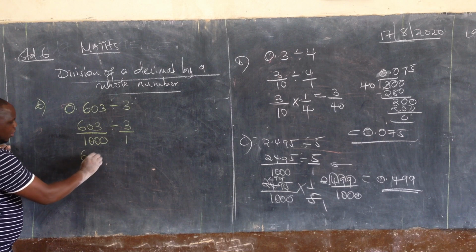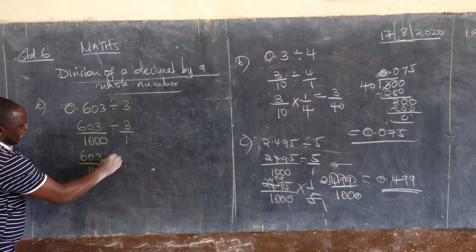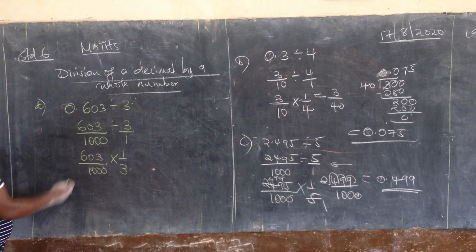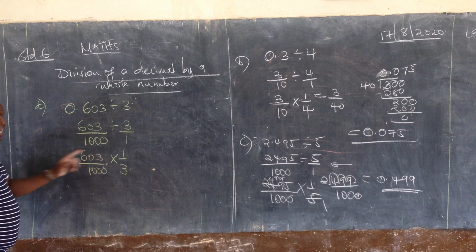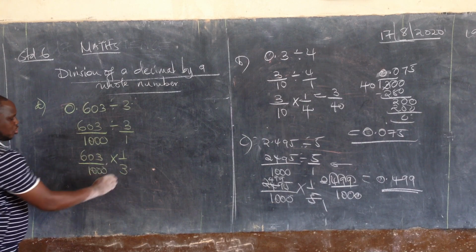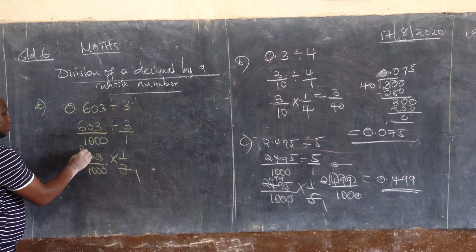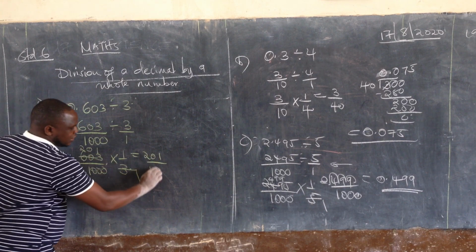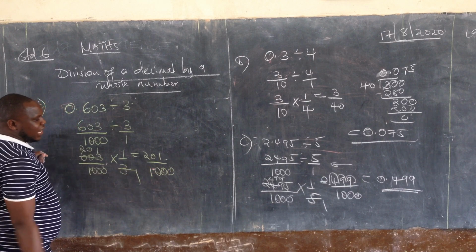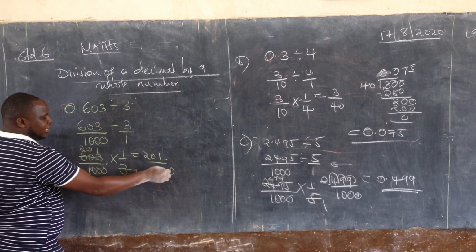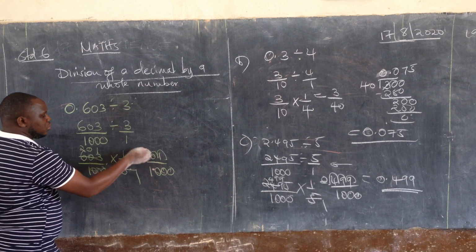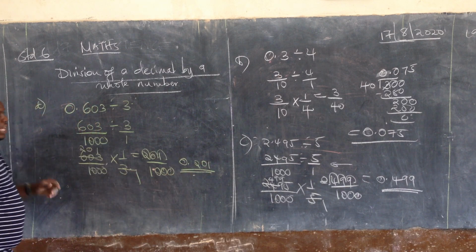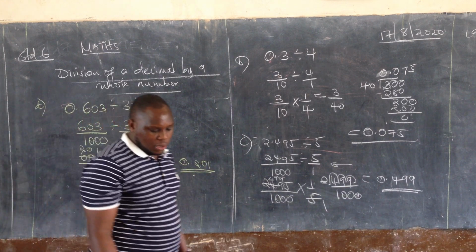Number 2, 603 over 1,000 times the reciprocal of this, 1 over 3. And from there you can cancel, because if you look at this, 6 plus 0 plus 3 is 9. 9 is a multiple of 3. So by 3, 1, by 3, 2, 0, 1. So 201 over 1,000. From there, the decimal point is there, we are dividing, so it moves backward 1, 2, 3 times. So 0.201. So that's how that exercise is simple.